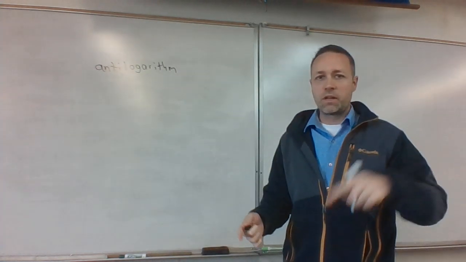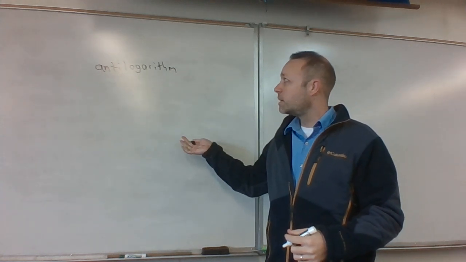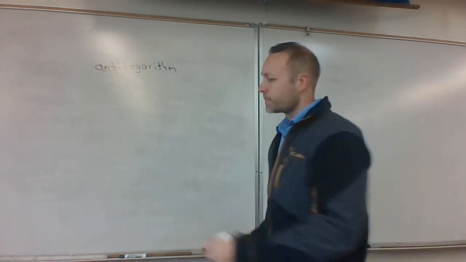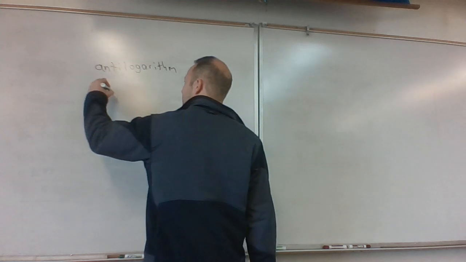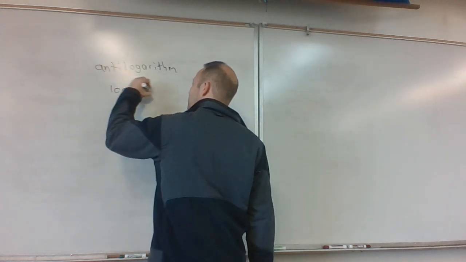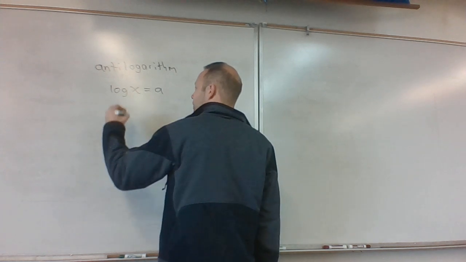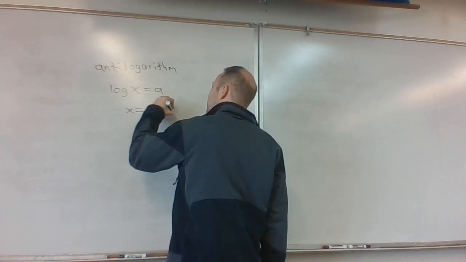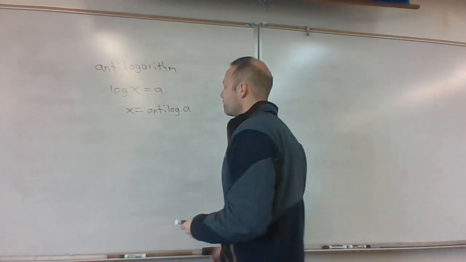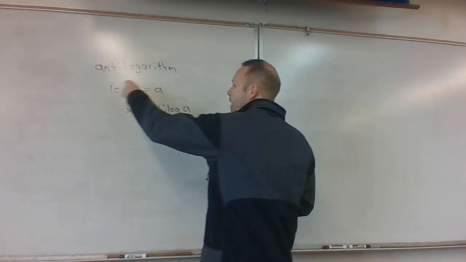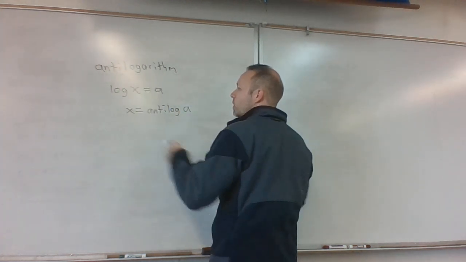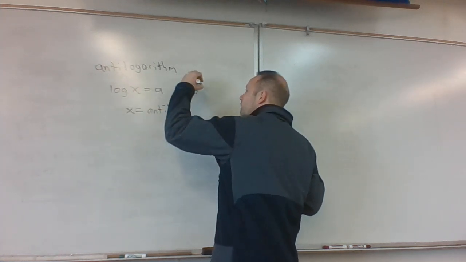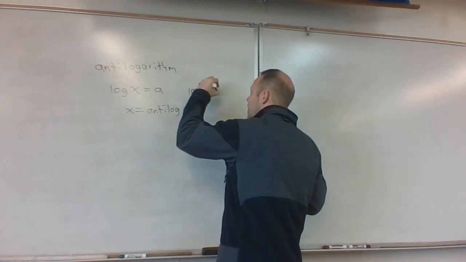It's the inverse of a log. So if we're talking log base 10, the anti-logarithm is the inverse of that. And we could express it like this. We could say that if log of x equals a, then we could re-express that as x equals the antilog of a. How would you rewrite this as an exponential? Well, this is log base 10, so this is the same thing as 10 to the power of a equals x, right?